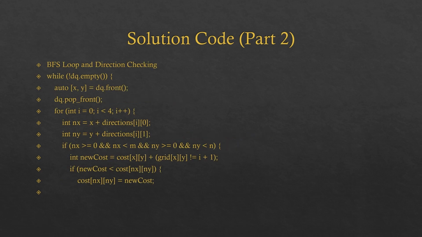Now let's look at the BFS loop. We process the front of the deque and check for all 4 possible directions. If we move to the neighboring cell, we calculate the new cost. If the direction does not match the arrow in the grid, we add a cost of 1. We then update the deque based on whether we add a cost or not.